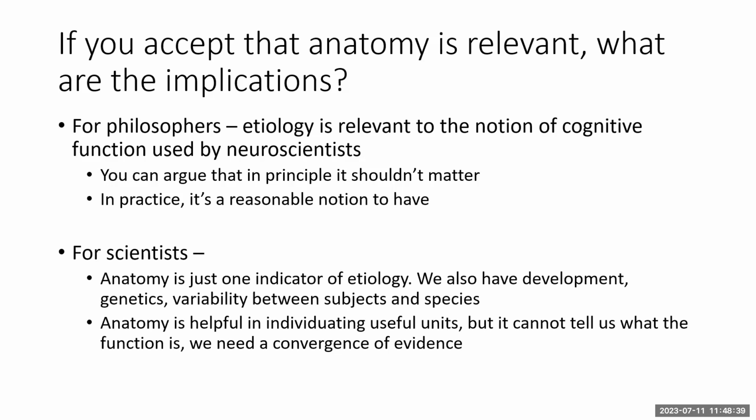And for scientists, if you're convinced by anatomy, then you should be convinced by other indicators of etiology: development, genetics, variability, etc. And of course, I focused a lot on anatomy here, and it's helpful, but it's not the whole story, right? What we need is a convergence of evidence. Anatomy is one aspect that helps us, but we also need all the other evidence that we got from experimenting, and the Ring attractor and the ellipsoid body.